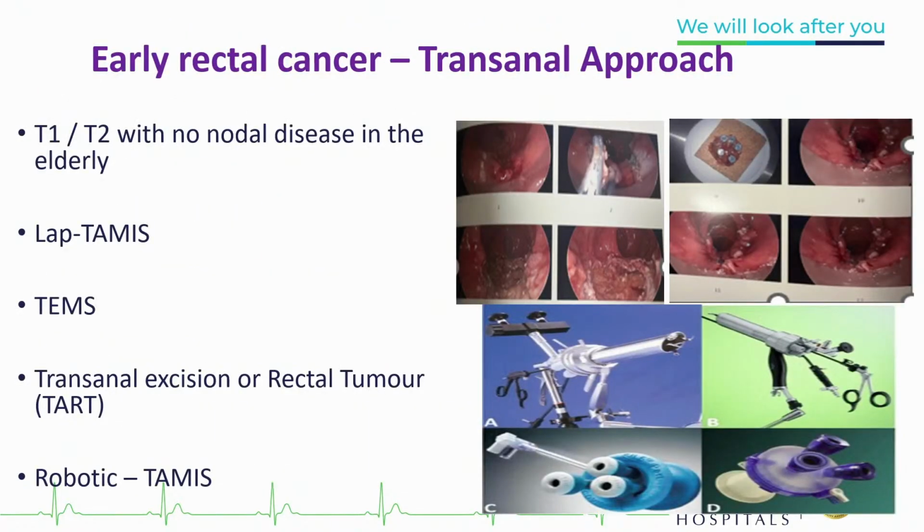So this slide just basically shows you all the techniques you can do for early cancer. Now the whole idea is to preserve the organ. The rectum is very important. If you remove somebody's rectum, that means that their pooing is affected.